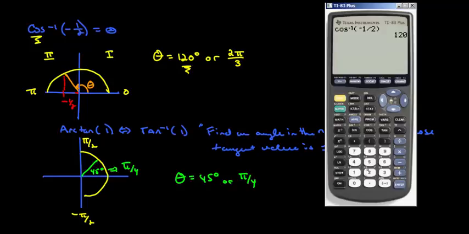If we grab our calculator and we check that guy out, the arctangent of 1 is 45 degrees.